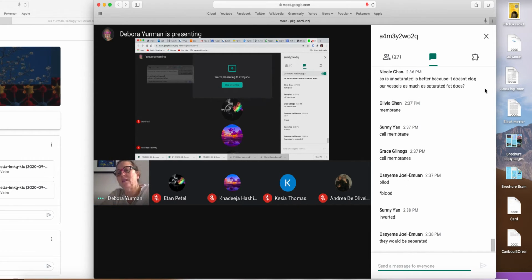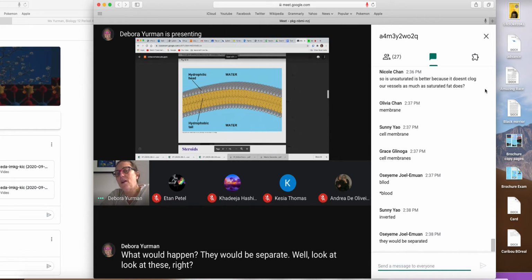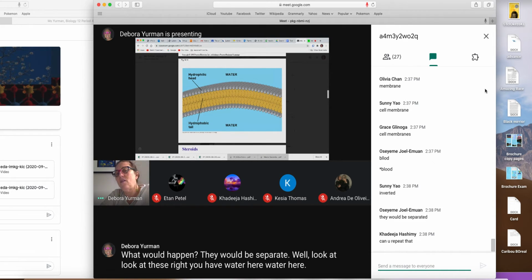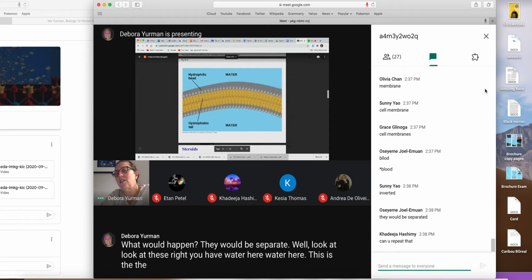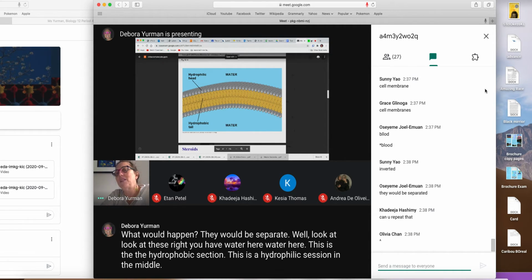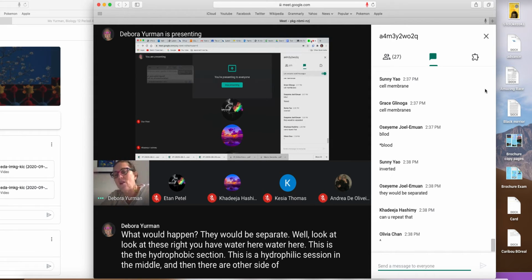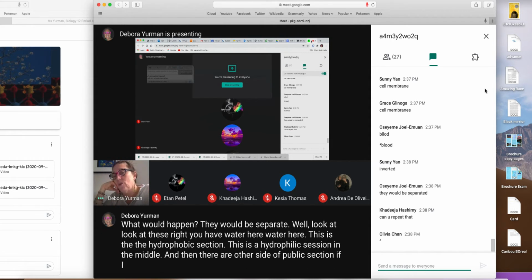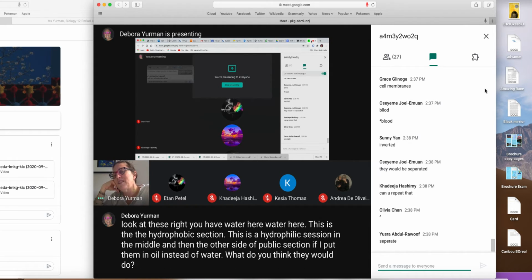What would happen? They would be separate. Well, look at this, right? You have water here, water here. This is the hydrophobic section. This is the hydrophilic section in the middle, and then the other side hydrophobic section. If I put them in oil instead of water, what do you think they would do? They would separate. Take your time.